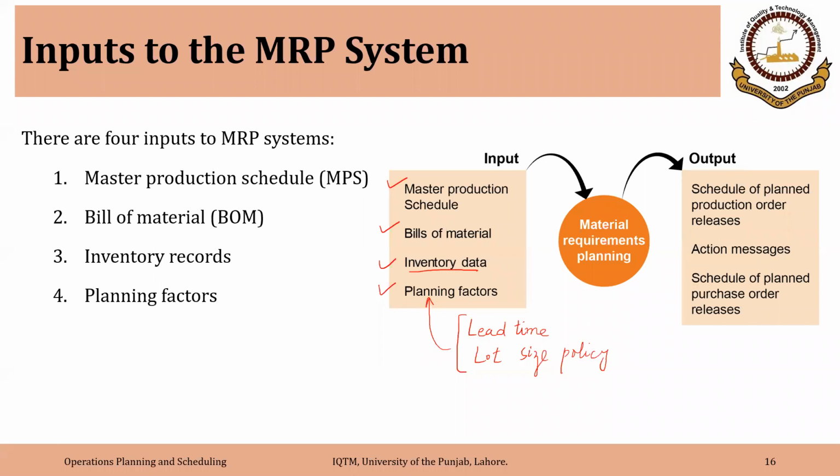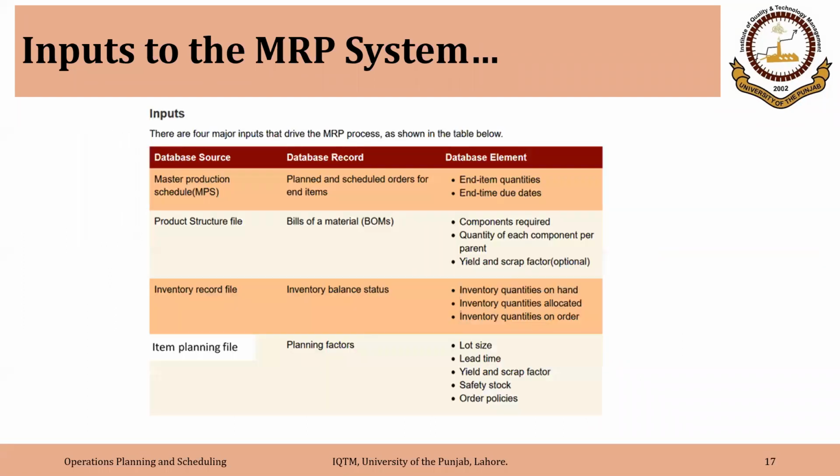So we will go through these inputs except MPS because we have already discussed it in detail. In fact, we have already discussed bill of material as well. But we will just touch upon bill of material and see how it helps us in what we call exploding the requirements. And we will see the example of an inventory record and some examples of planning factors. So this is the summary about these four inputs.